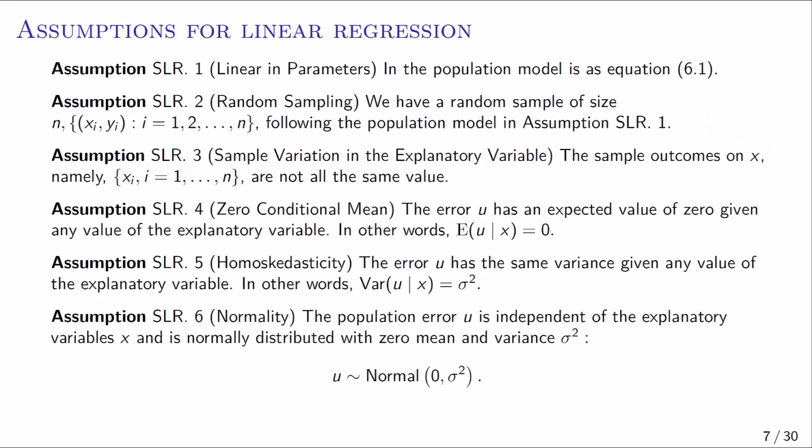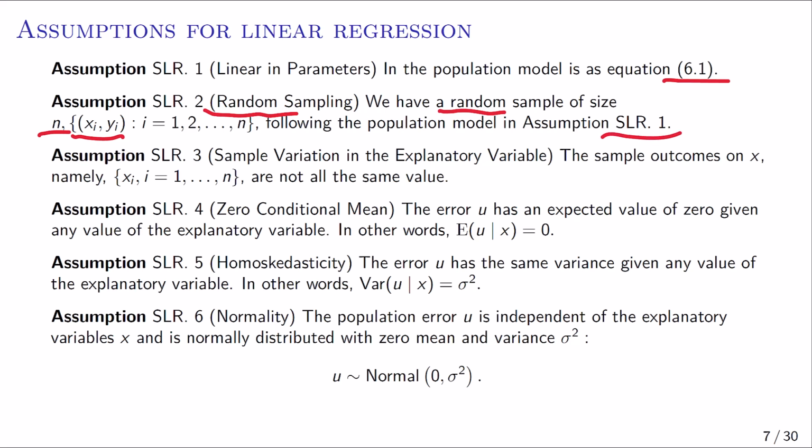Assumptions for linear regression. We always make assumptions. The first assumption is the model itself, the simple linear regression model. The second assumption is about random sampling. We have a random sample of size n. That means we have n pairs of xi and yi, i goes from 1 to n. Of course, we assume this random sample follows from the population modeled in assumption 1.